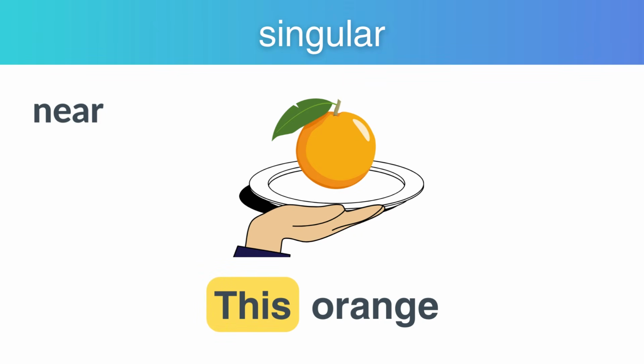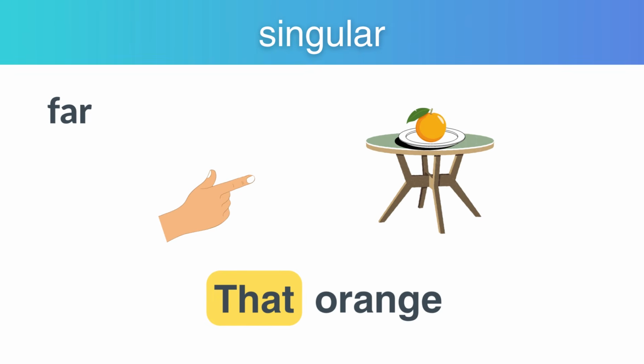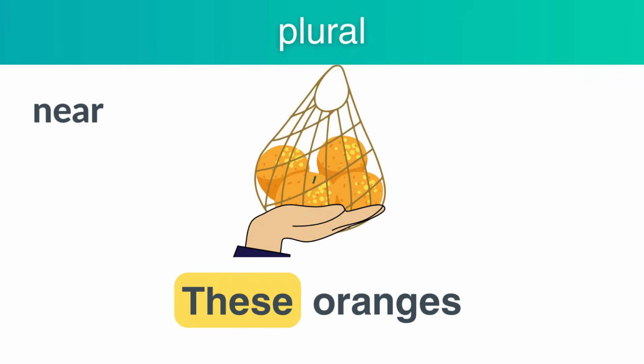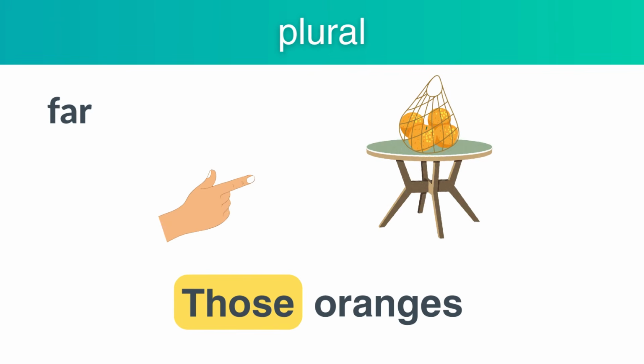This. This is singular. This orange. That. That is singular. That orange. These. These is plural. These oranges. Those. Those is plural. Those oranges.